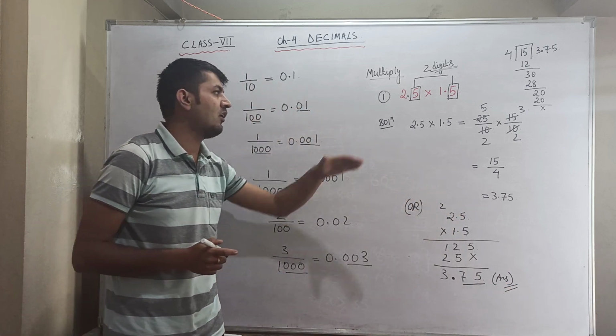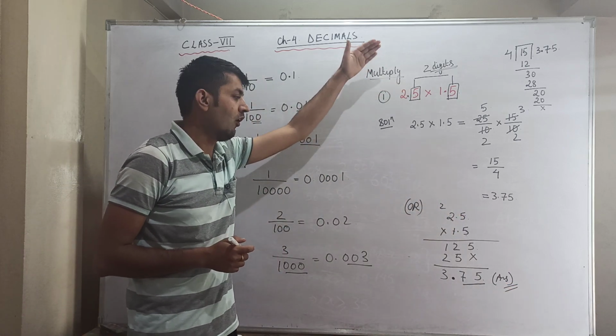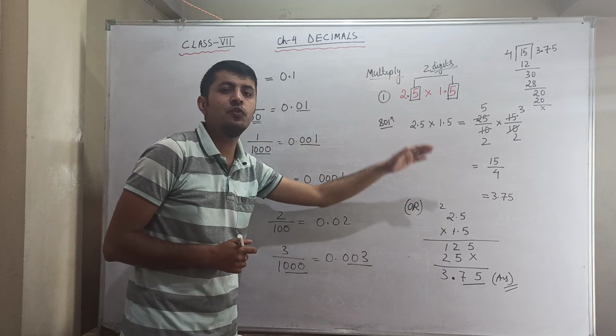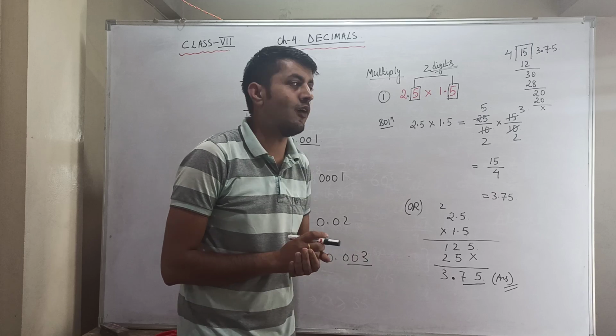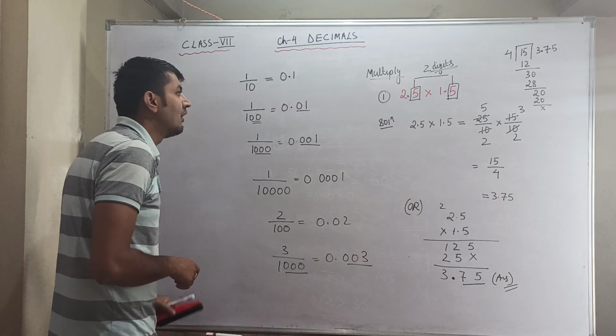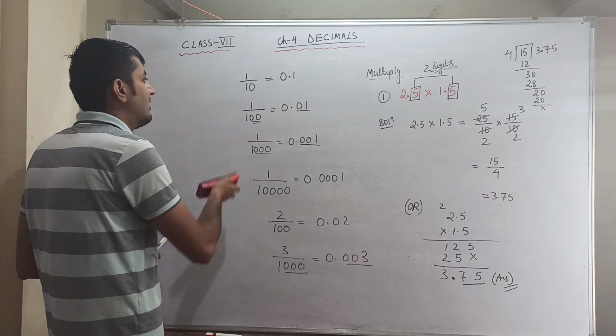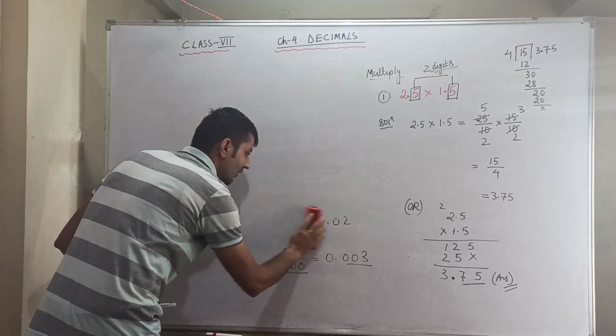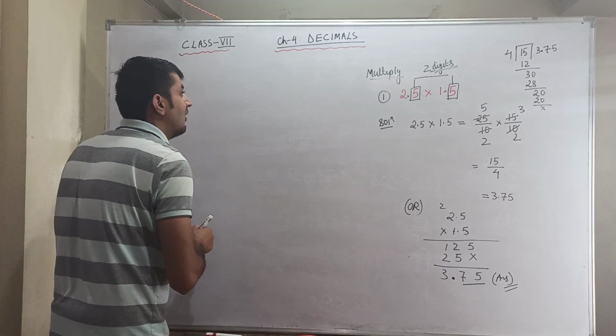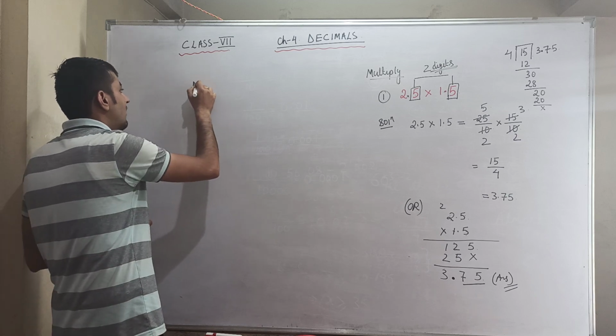So if you want, you can do it this way or this way. Whichever way you are comfortable, you can do it that way only. So I hope you are alright with the multiplication. Now let us come to the division: how to divide your decimal numbers. So let us see your division.